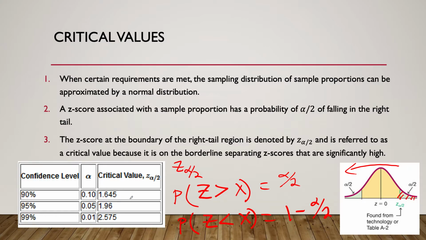So for a 90% confidence level, alpha is 0.10, alpha over 2 is 0.05, and the critical value is 1.645. For a confidence level of 95%, alpha is 0.05, alpha divided by 2 is 0.025, and the critical value is 1.96. For a 99% confidence level, alpha is 0.01, alpha divided by 2 is 0.005, and the critical value is 2.575.